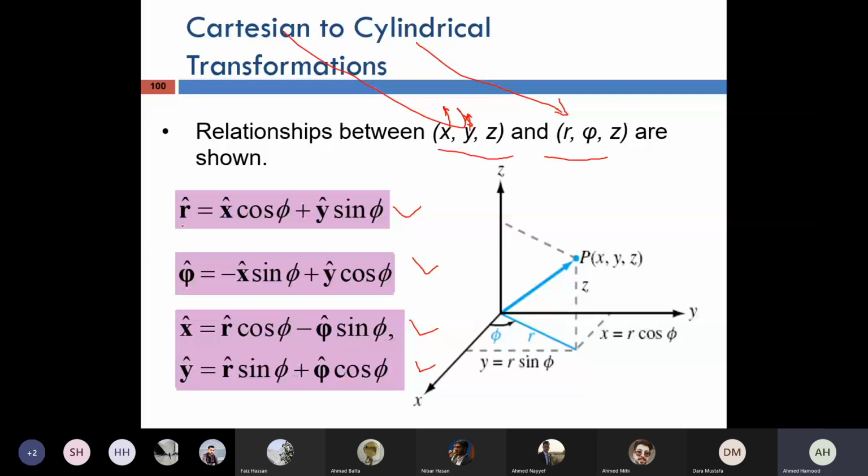So we will use this equation for r. I will change all x and y to r, and I will change all x and y into phi as well. And here also I want to change all r and phi into x, and change all r and phi also into y. These are the equations between the Cartesian and the cylindrical.